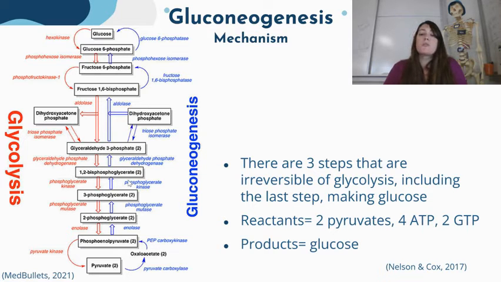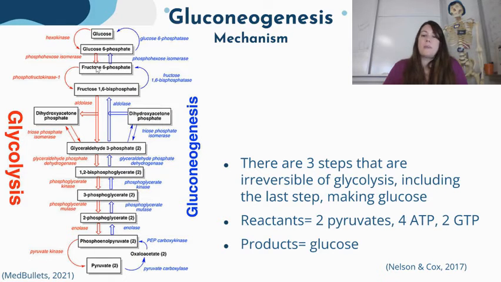And while this is a reversible step to glycolysis using the same enzyme, it produces 2 ATP molecules in glycolysis on the left side, but it needs 2 ATP molecules on the right side in gluconeogenesis. Now, the next irreversible step is when the enzyme fructose 1,6-bisphosphatase converts the fructose 1,6-bisphosphate to fructose 6-phosphate.